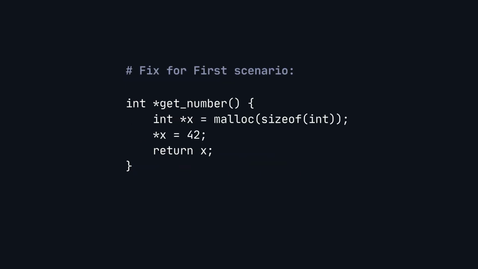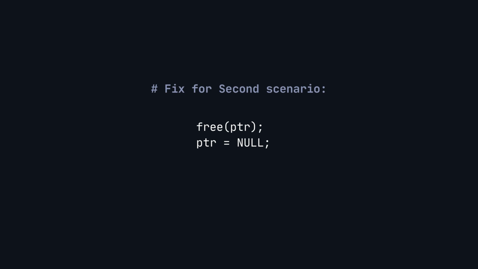The fix for the first scenario is to use dynamic allocation. Now the memory persists after the function returns. Just remember to free it eventually. The fix for the second scenario is to set the pointer to null after freeing. Now, if you accidentally try to use PTR, you'll get a predictable null pointer error instead of undefined behavior.